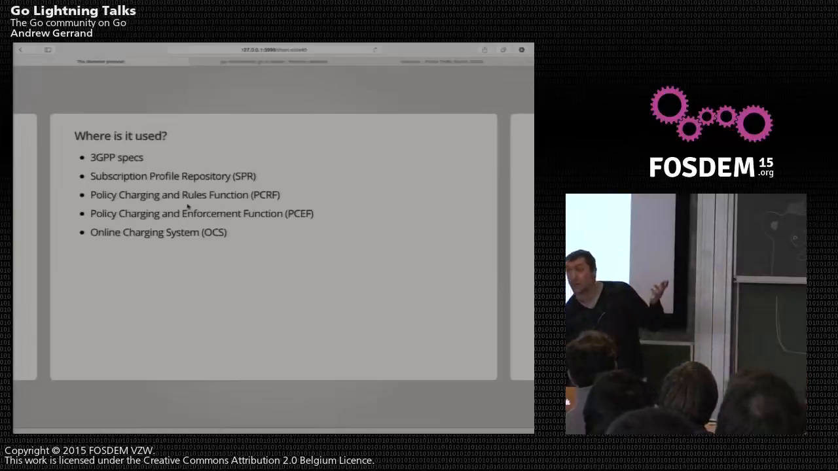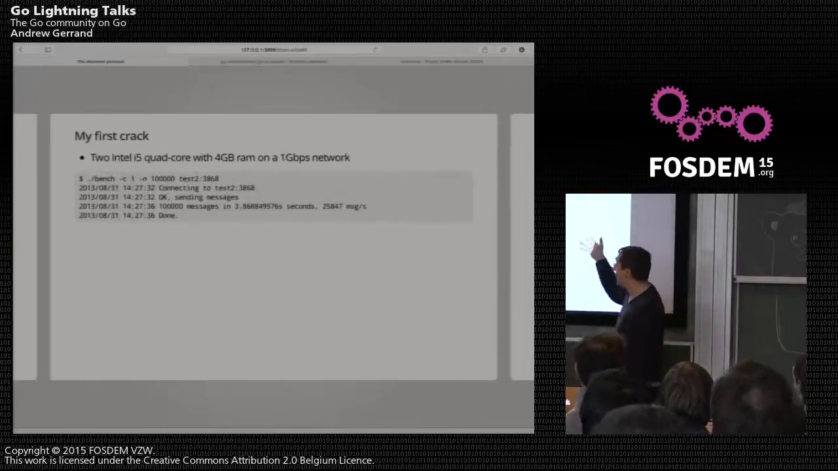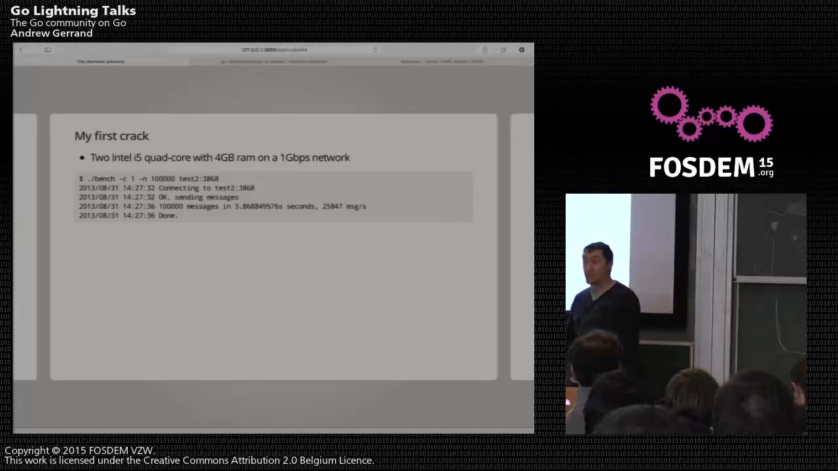So I decided to write an implementation in Go as part of my learning. So this was my first attempt to write the Diameter protocol. And I got it really fast. I was expecting like in the 10,000 messages per second. My first attempt, this is like two years ago, and I got like 25,000 messages per second. So this started to get more interesting.